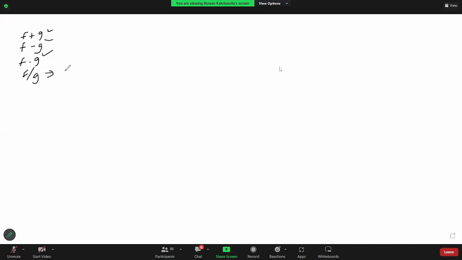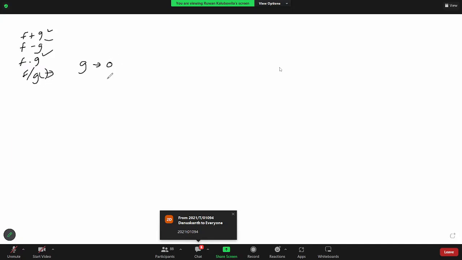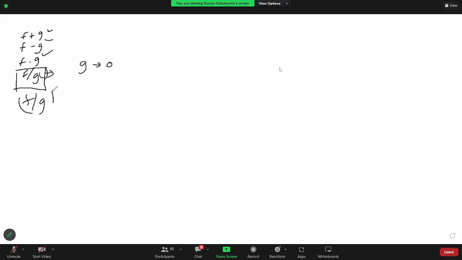In this case, f over g is also continuous, but there may be points where the function is not continuous because we have to see the denominator. If g goes to 0 at that point, then the function f over g may not be continuous, so we have to check. So most probably, if you have a problem to identify the discontinuities, that problem should be the f over g case, right?